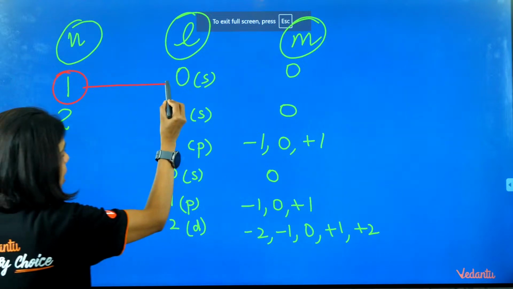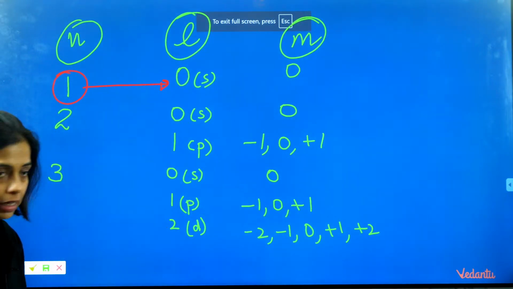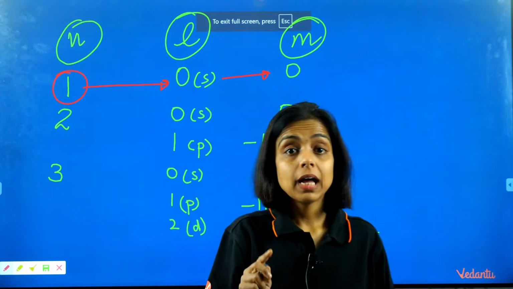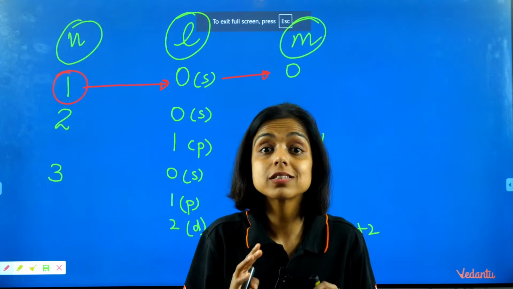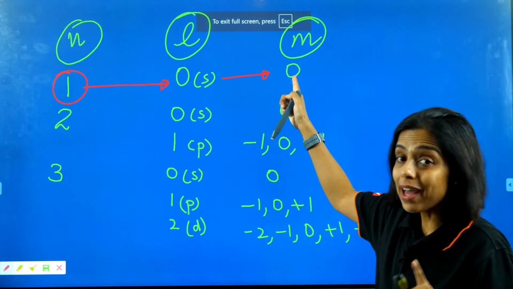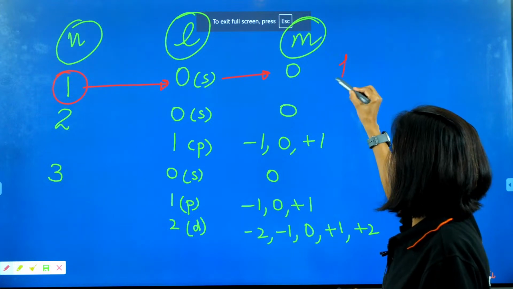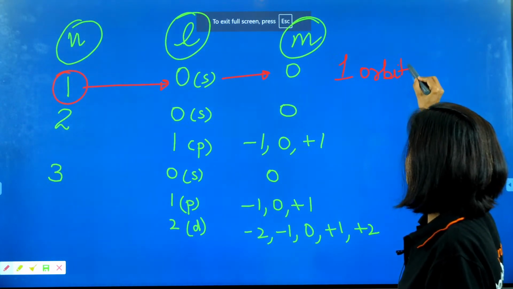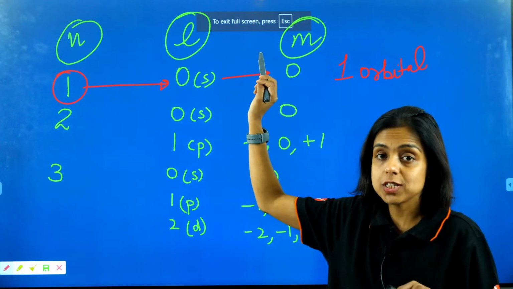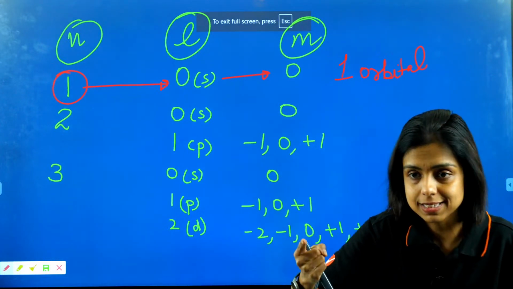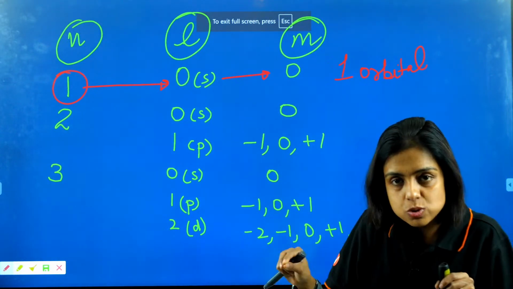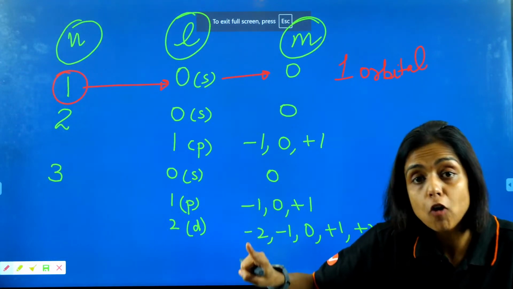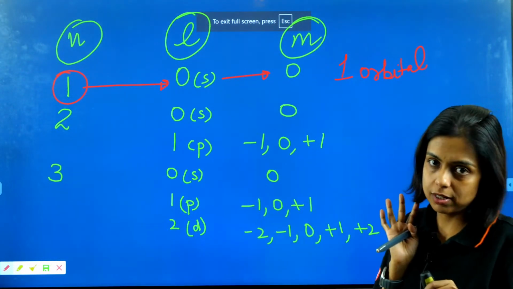First shell has one subshell, that is S subshell. And in S subshell, we just have one value. I'm saying the number of values, I'm not saying what the value is. So I have just one value. That means in 1s, I have just one orbital, because the number of M values possible is equal to the number of orbitals. The number of M values is equal to the number of orbitals in that subshell.